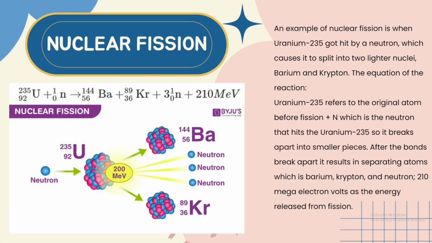An example of nuclear fission is when uranium-235 gets hit by a neutron, which causes it to split into two lighter nuclei, barium and krypton. The equation of the reaction is uranium-235, which refers to the original atom before fission, plus n, the neutron that hits the uranium-235, so it breaks apart into smaller pieces. After the bonds break apart, it results in separate atoms, which are barium, krypton, and neutrons. 210 mega electron volts is the energy released from fission.